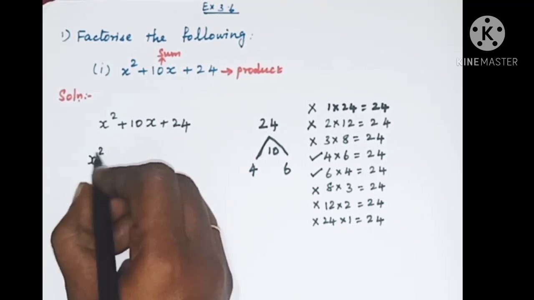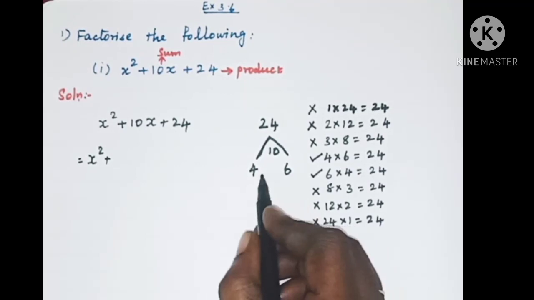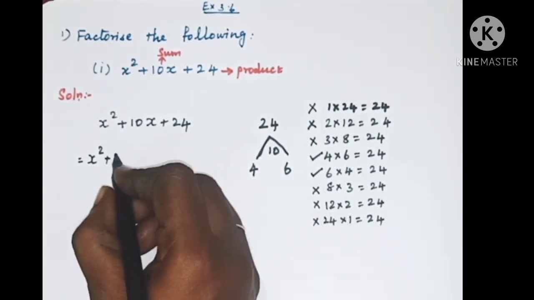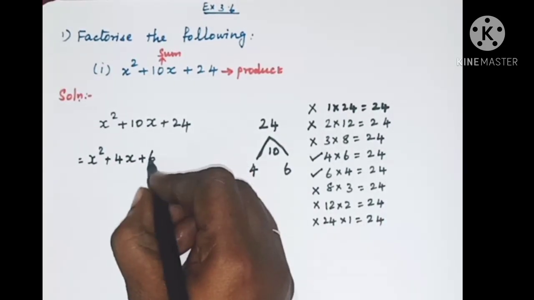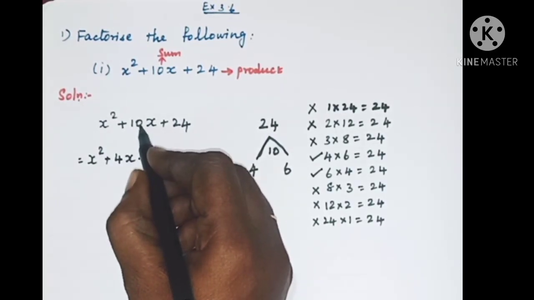How can we split the middle term? 10x can be split into 4x and 6x. We found the two numbers, no? 4 and 6. So we use those numbers here. 4x plus 6x, because 4x plus 6x is 10x.